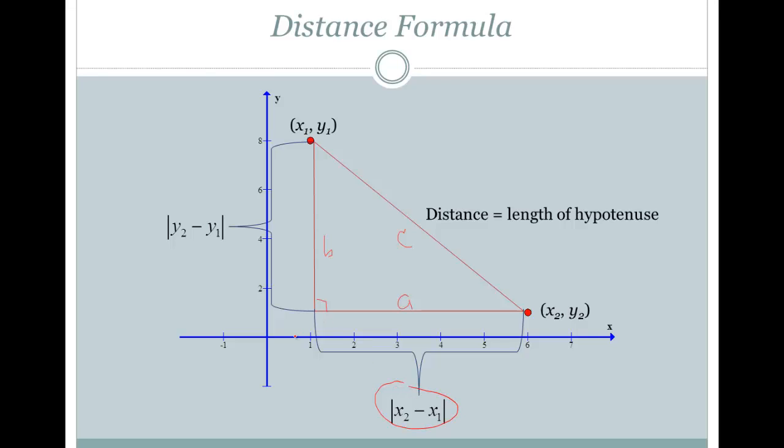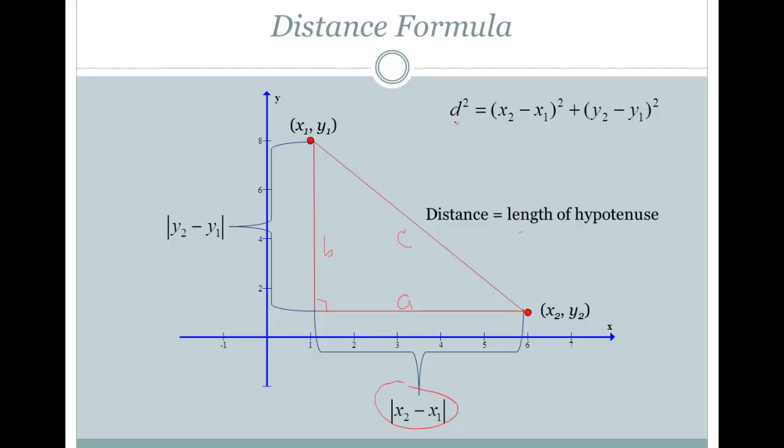Okay, and then I can do the same thing vertically. I can look at this vertically. I can say, okay, the length of B here, the length of this side, is simply going to be equal to y2 minus y1. I'm going to take the absolute value because distance is always positive, which you guys should know that. So knowing that, I can say, okay, here's my distance formula.